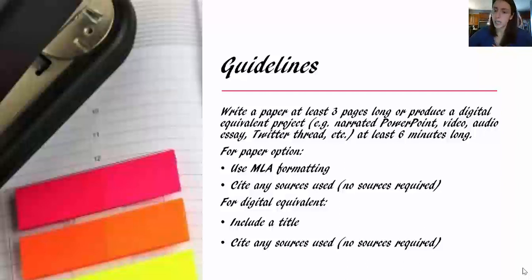For the digital equivalent option, you need to include at least a title so that you've identified what your project is. And again, cite any sources you've used appropriately. Again, you don't have to have any sources in this project yet, but if you do use some, please cite them. And if you're using a video or an audio essay, you could do this verbally. You can identify where the source is coming from. You could also include a written sources page as you turn in your digital equivalent if that works as well.